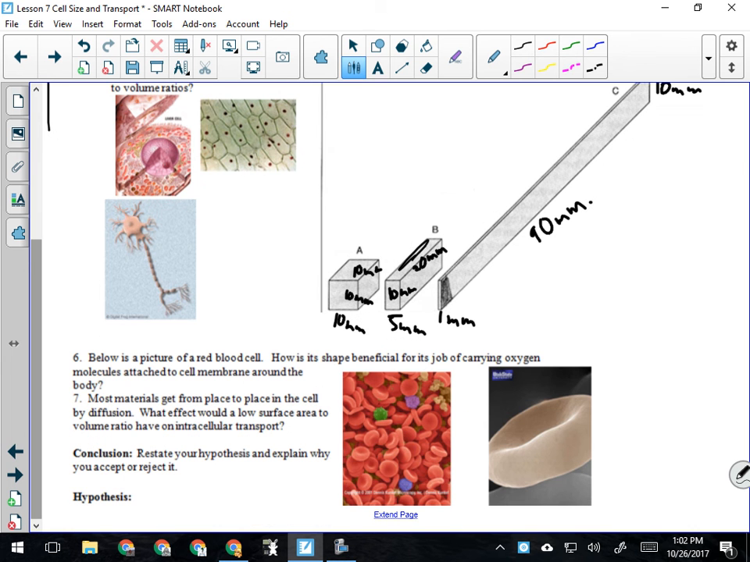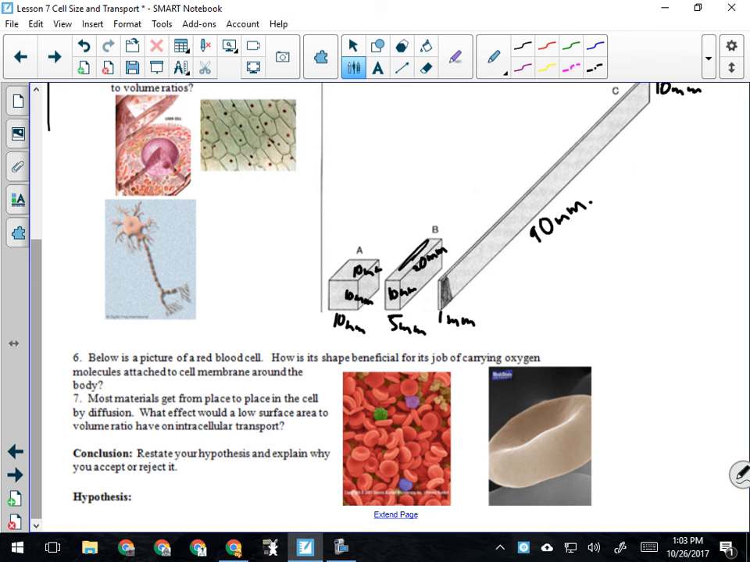Then number 6, we've got a picture of a red blood cell. Red blood cells have that indentation. They look like a donut in the middle. What's the job of red blood cells? They carry what throughout your body? Oxygen. Is their surface area going to determine how much oxygen they can carry? Yes. So what you want to look at is, is the shape of a red blood cell advantageous?